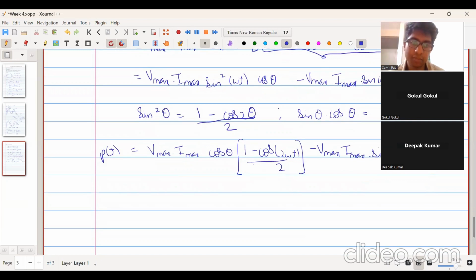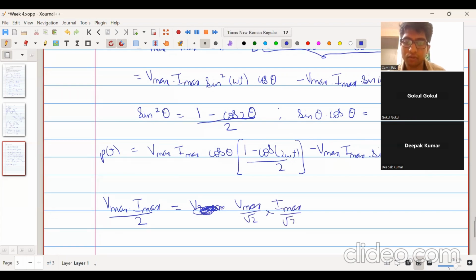So there's one simplification which is used. V max into I max upon 2 is there. I want to write it in a different way. What is the RMS value of an AC signal? Vm by root 2, where Vm is V max. So V max into I max upon 2, let me write it like this: V max upon root 2 into I max upon root 2.